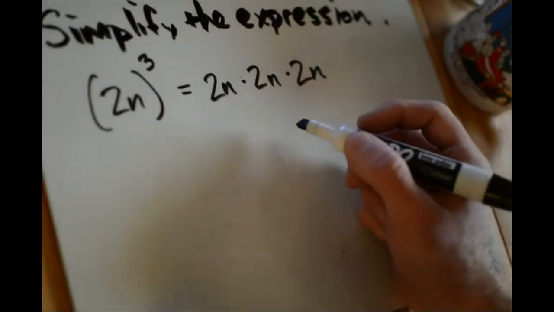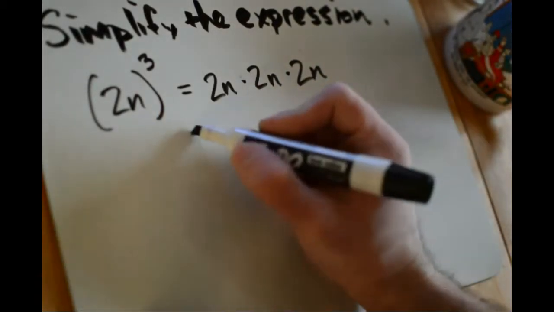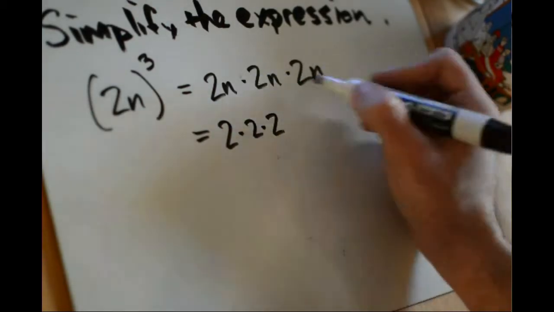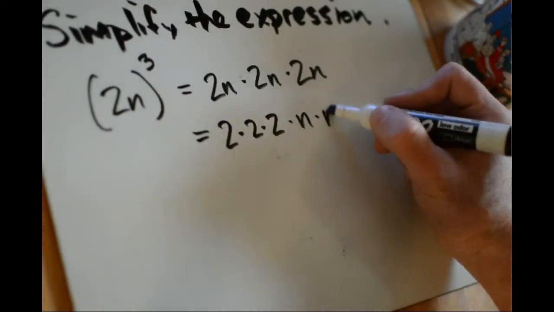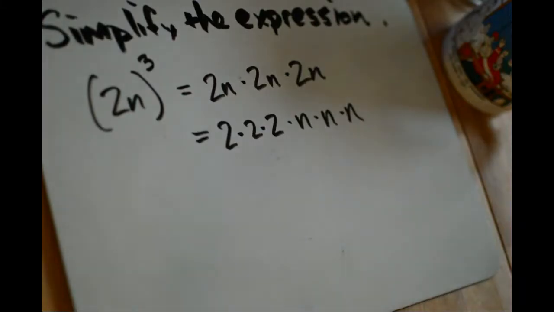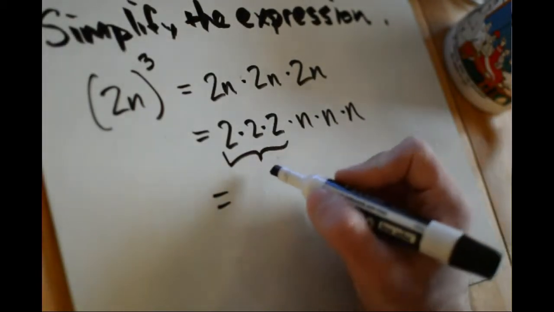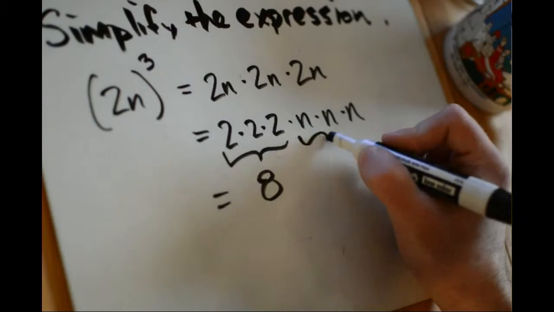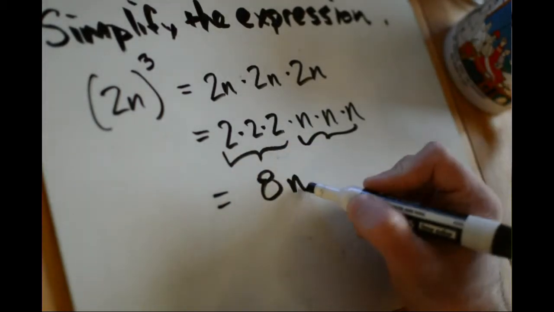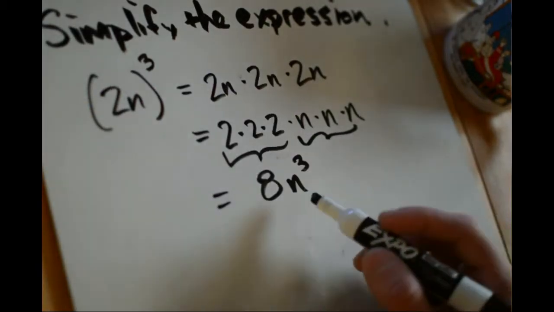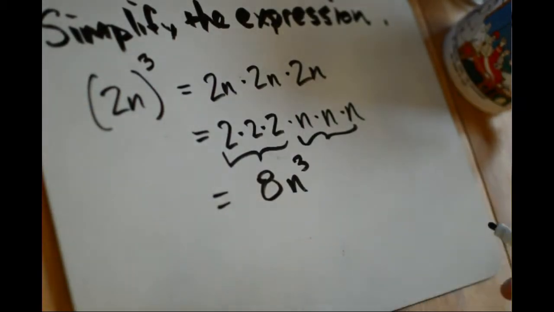Now, because multiplication is commutative, I'm going to take all these 2's and multiply them first, and I'm going to take all those n's and multiply them second. All I'm doing is using the commutative property of multiplication to just rearrange this a little bit. So here, 2 times 2 times 2 is 8, and here n times n times n is n to the third. So 2n raised to the third is 8n to the third.